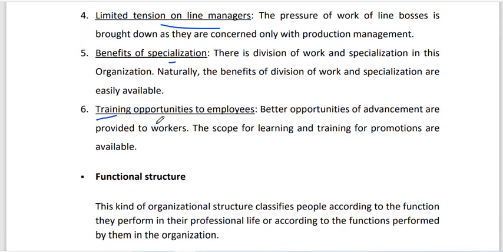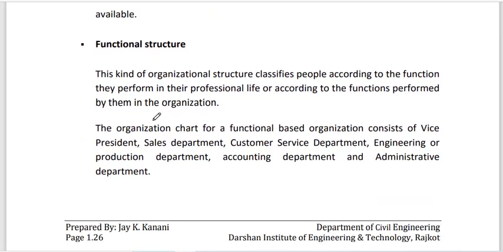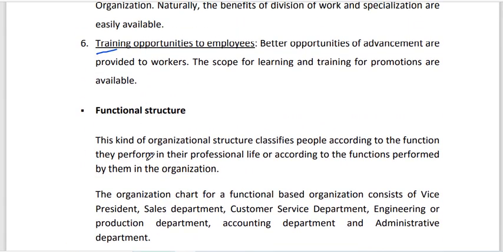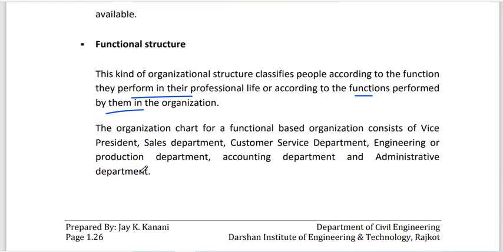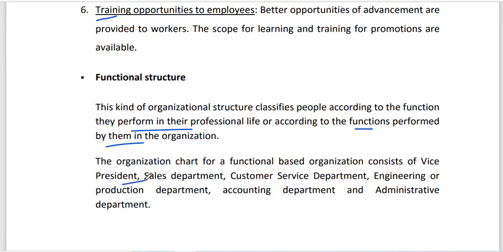Then functional structure works based on the functions performed in professional life. How different types of workers perform functions in the organization, what work you do in any organization, is classified according to their function, the work you give to the company. Like this: vice president group, sales department, customer service department.